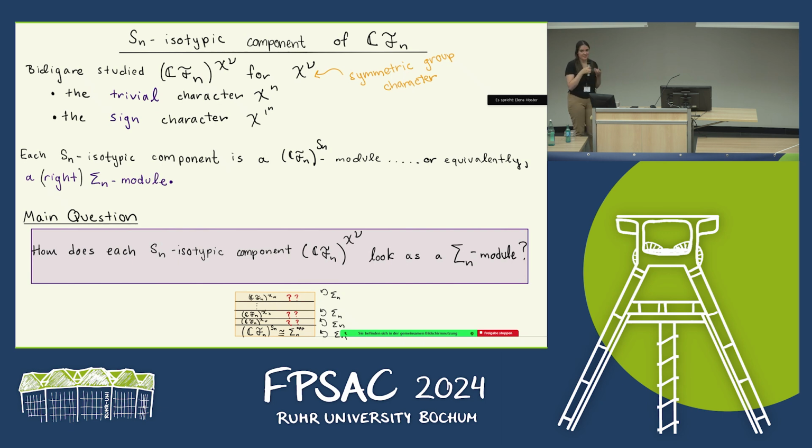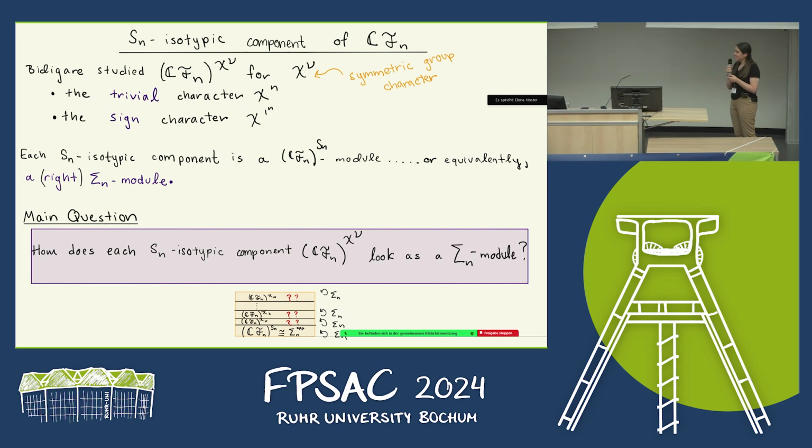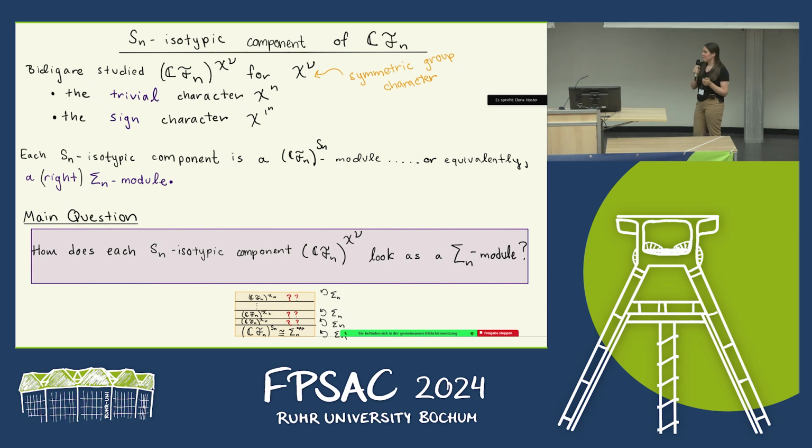And this brings us to the main question here, which is, how does each isotypic component look as a module over the descent algebra? There are a couple of motivations for this. One, it's a natural extension of Bidiger's theorem from the perspective of invariant theory. But two, it provides new concrete representations of the descent algebra to study. Okay, so to answer this, I want to tell you a bit about the representation theory of the descent algebra first.